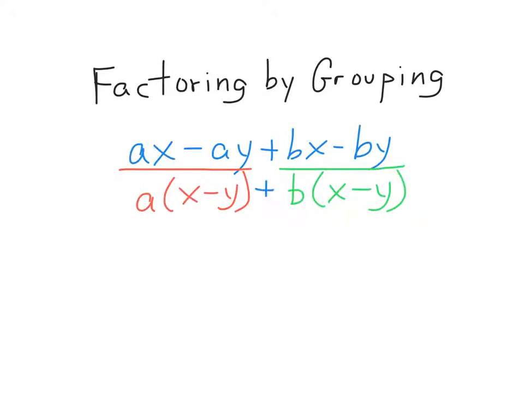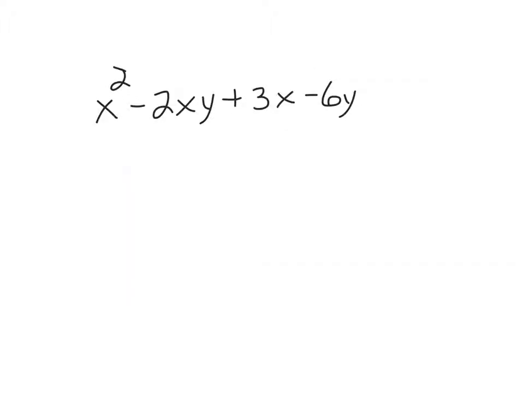Remember to put the plus sign there in between. And now it's just like the last problem that I did. I have a common factor of x minus y in both of those. So I can factor an x minus y out of that first term. I'm going to be left with an a. I can factor an x minus y out of the second term. I'm going to be left with a b. So my final answer is x minus y times a plus b, with both of those being in parentheses.